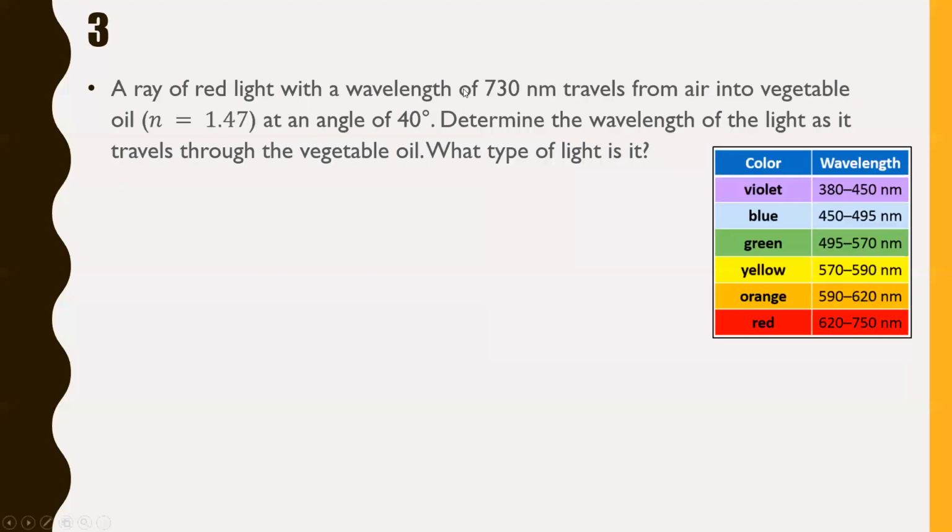Anyway, moving on. Question 3: a ray of red light with a wavelength of 730 nanometers travels from air into vegetable oil, which has n equals 1.47. Remember, n is the refractive index, in case you're not aware, at an angle of 40 degrees. Determine the wavelength of the light as it travels through the vegetable oil. What type of light is it? I even threw that chart in there to help you. Pause the video, give it a try.